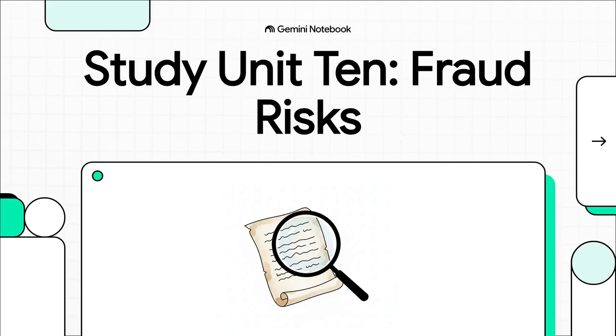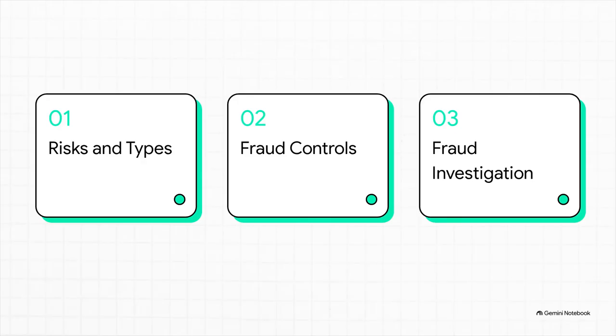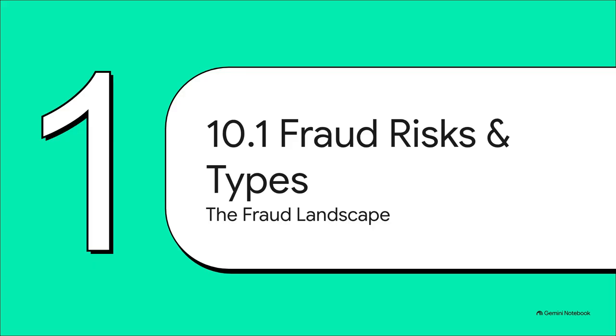Let's get into it. Okay, taking a quick look at our agenda, we're going to tackle this in 3 linear steps: fraud risks and types, fraud controls, and finally, fraud investigation. So let's jump right into part 1, 10.1 Fraud Risks and Types, where we'll explore the current fraud landscape.